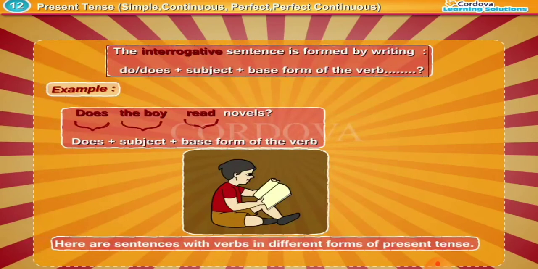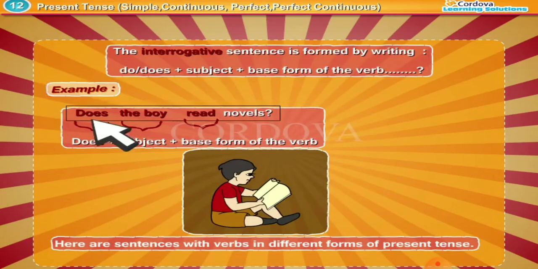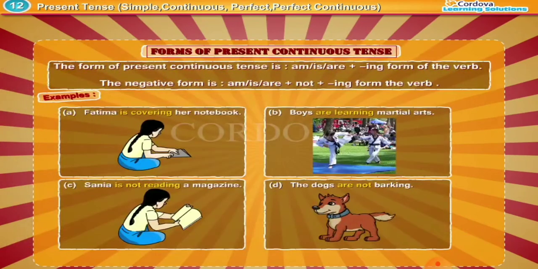The interrogative sentence is formed by writing do, does, plus subject, plus base form of the verb. Example: Does the boy read novels? Here are some sentences with verbs in different forms of present tense.